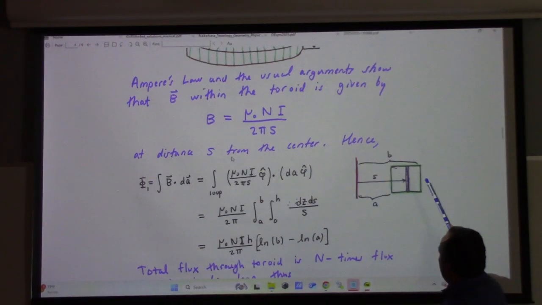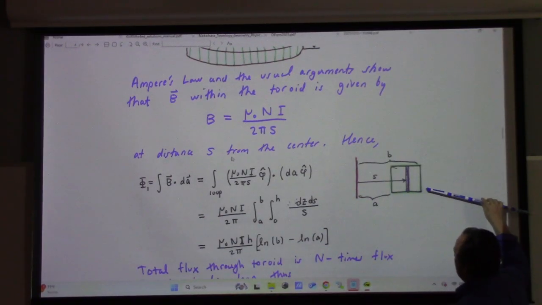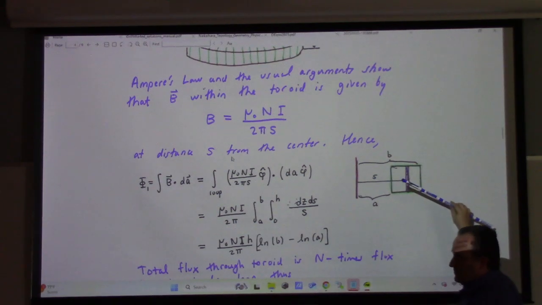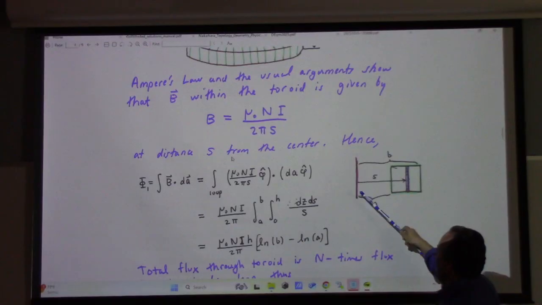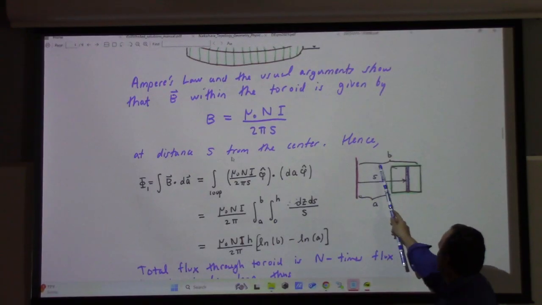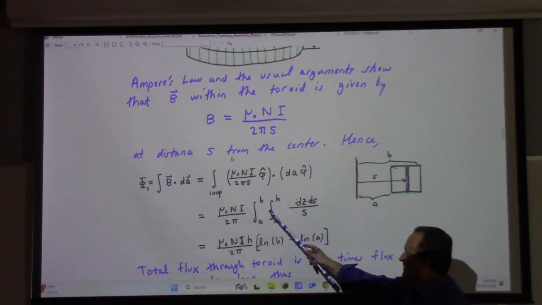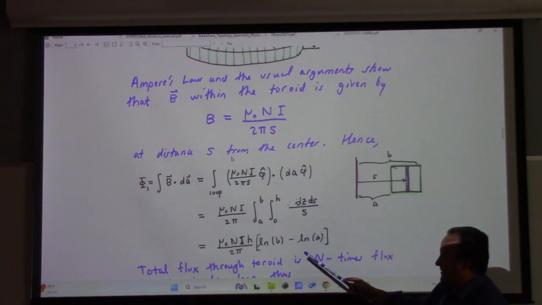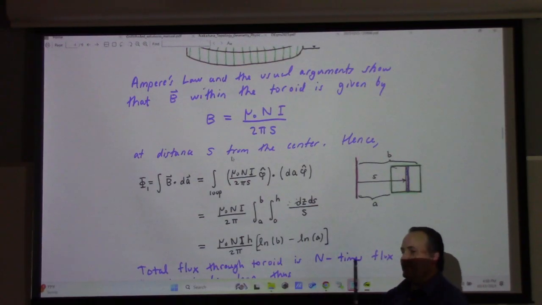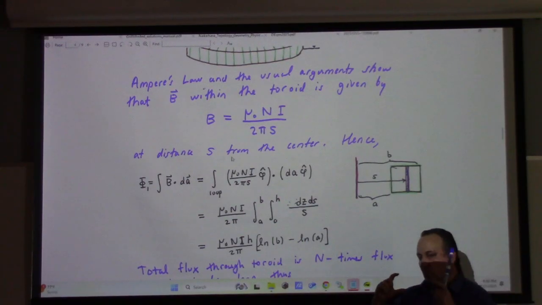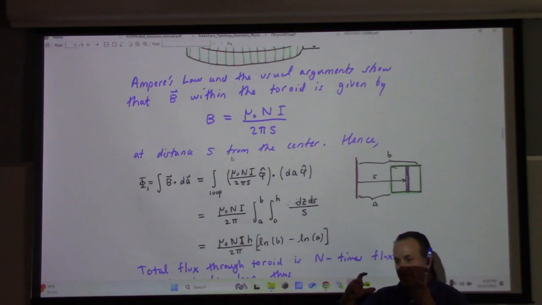So I'm integrating basically z from a to b, wait a minute, I mean from 0 to h, sorry, duh. This is s equal to a, this is s equal to b, so we integrate from a to b, we get log b minus log a times mu naught N I over 2 pi times h. Now that's just the flux through one of the big N fold loops in this toroid.